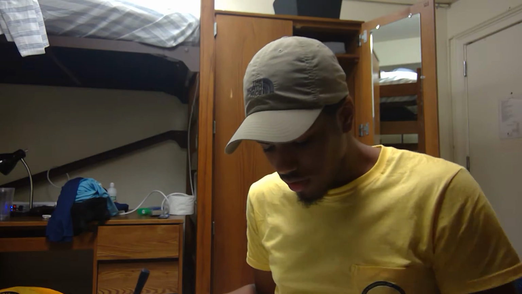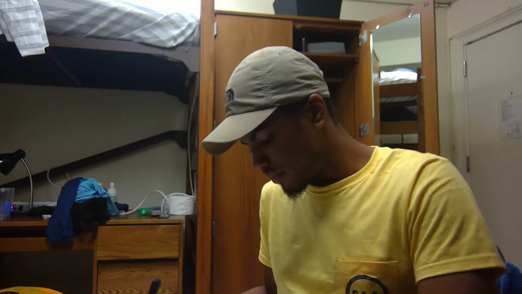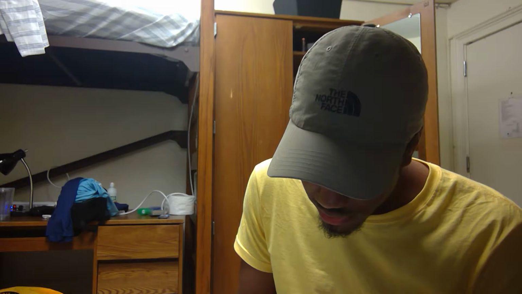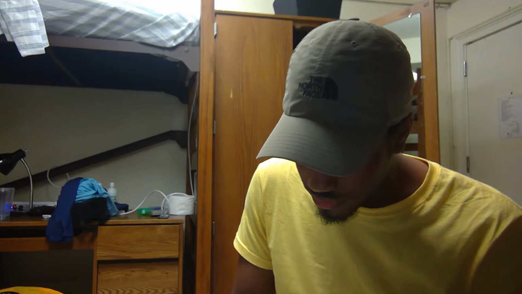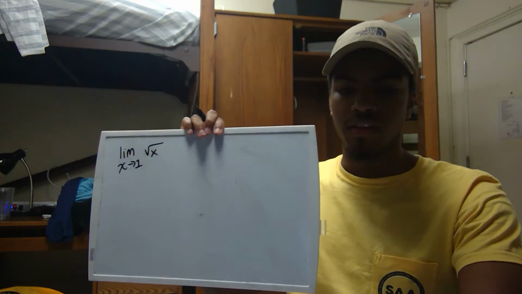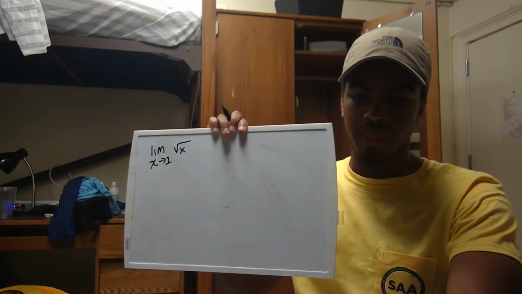Okay, moving on to the last problem. It wants us to find the derivative of f of x equals the square root of x at x equals 1 by taking an appropriate limit. So what we can do is we can say the limit as x approaches 1 of the square root of x. Right? So they give us this.